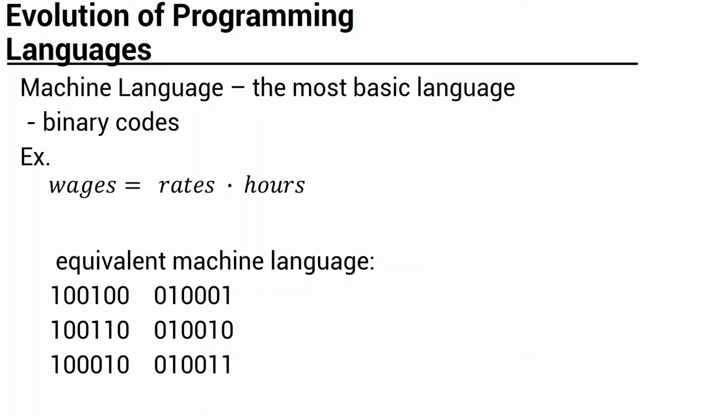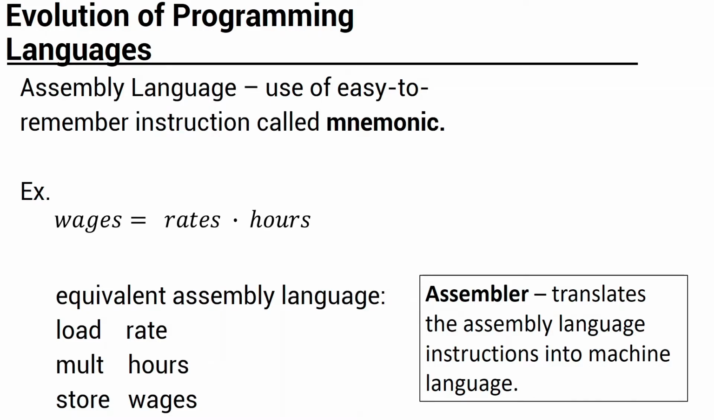So here comes assembly language. Assembly language allows programmers to use easy to remember instructions. We call that one mnemonic. So the weekly wages is equal to rates times hours will be translated into this assembly language: load rate, mult hours, then store wages. So first, load the rate, then it will be multiplied to hours, then the result or the product will be stored to wages. But computers do not understand this assembly language.